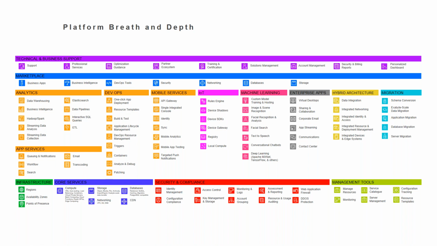So we have a plethora of services around analytics, full data lakes as a service available with multiple analytics options, application services available, DevOps services available, mobility related services available, IoT platform available, services around artificial intelligence and machine learning, enterprise applications including a virtual desktop VDI service called Workspaces, and all these you can run in a hybrid architecture.